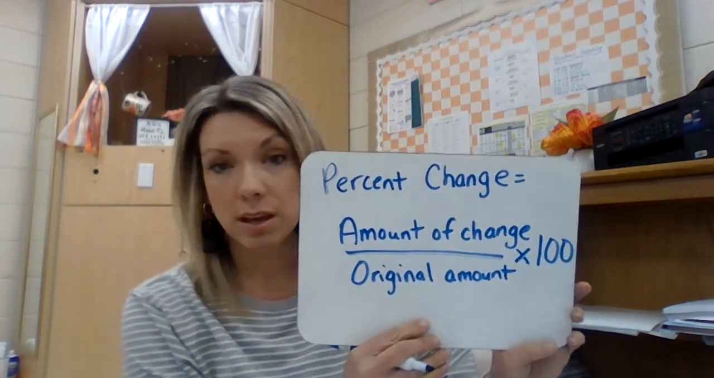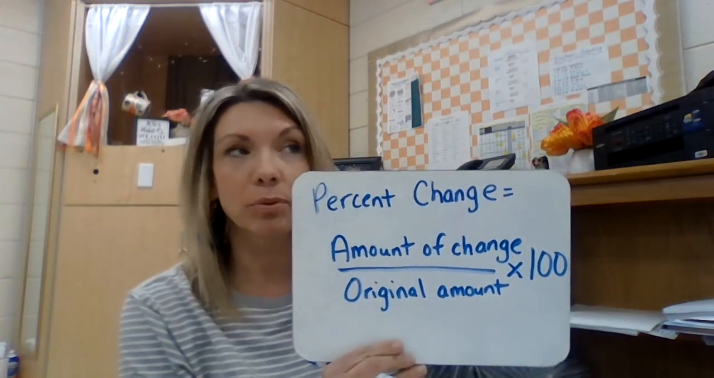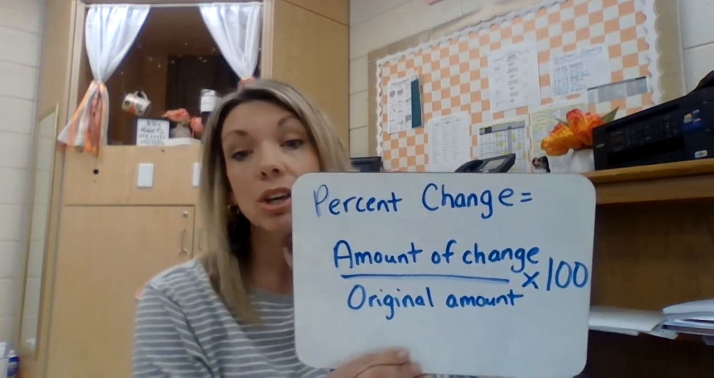So percent change, to figure out the percentage that something changed, you've got to find out the amount of change in something, amount of change, divided by the original or starting amount. And then we multiply those by 100. This is the formula.